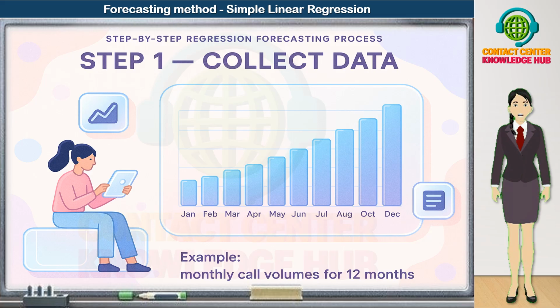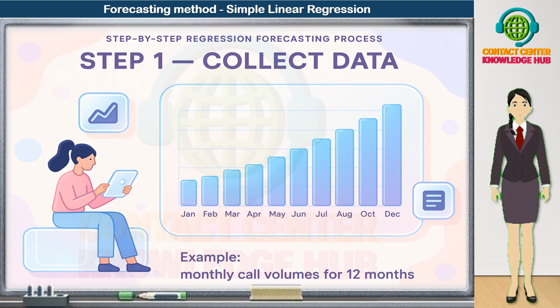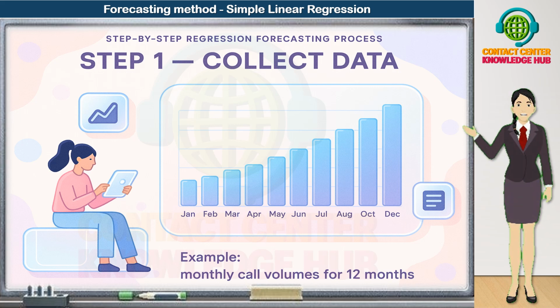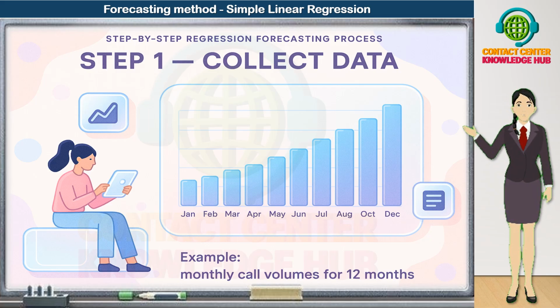Step 1. Collect your data. This is where every solid forecast begins. Start by gathering your historical information, for example, monthly call volumes for the past 12 months. Think of this as building your foundation. The stronger and cleaner your data, the more accurate your forecast will be. So before we move forward, make sure your dataset is complete, consistent, and ready to drive your regression model.